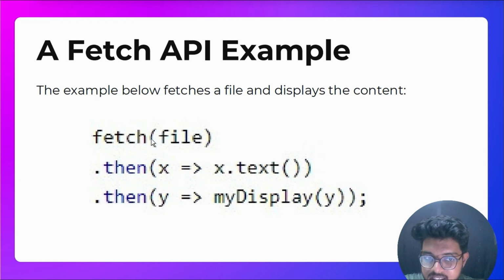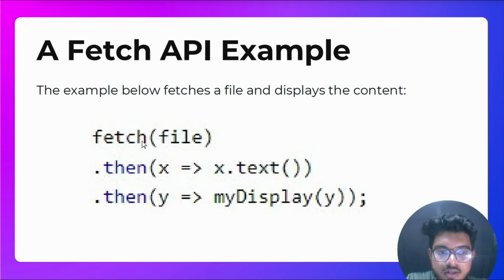Write down the syntax: fetch. Inside this, you'll give the location. Dot then, dot then. What is this dot then? If you see the promises, if the promise is successful, if you get the data, what should you do with that data? That is what you write in the dot then. This arrow is nothing but an arrow function which stores the data in that variable, and it is printed. I'll explain with another example.